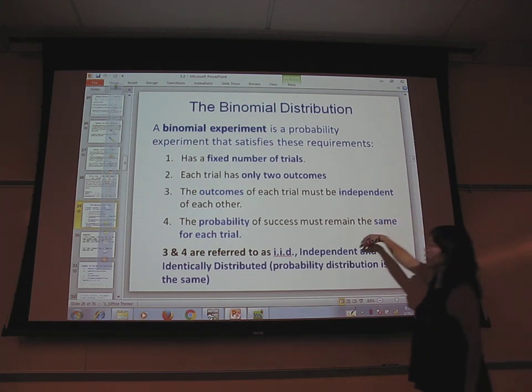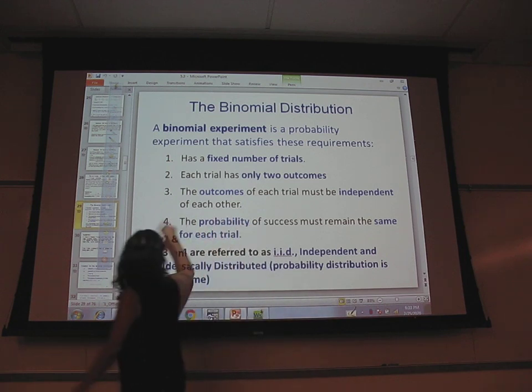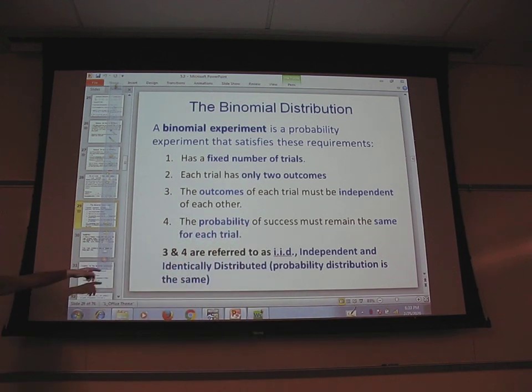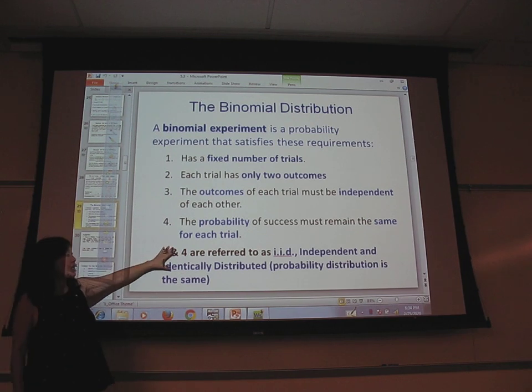And the last 3 kind of go together. They have to be independent and the probability has to be the same. We call those IID, independent and identically distributed. Basically it means that the probabilities can't change from trial to trial. So if I flip a coin, what's the probability I get heads? Great. If I flip it again, does the probability stay the same or change? Stays the same. So those would be independent and identically distributed. Good?